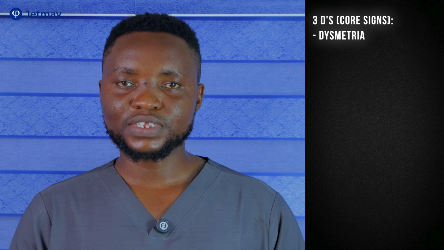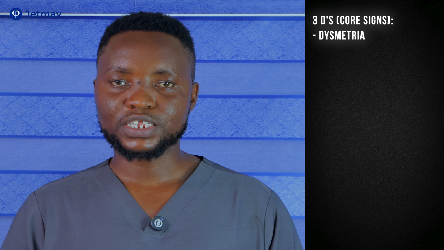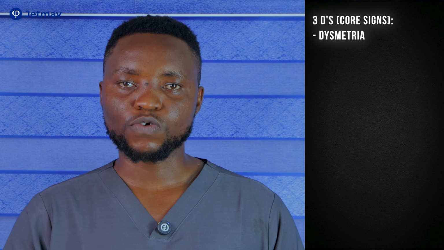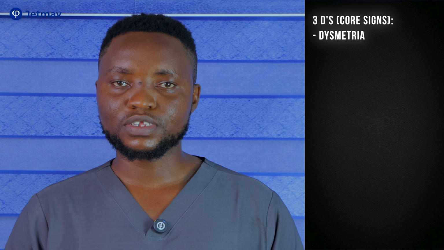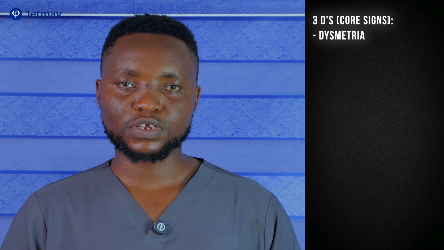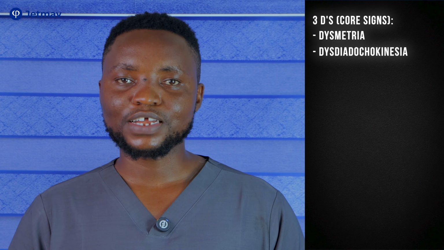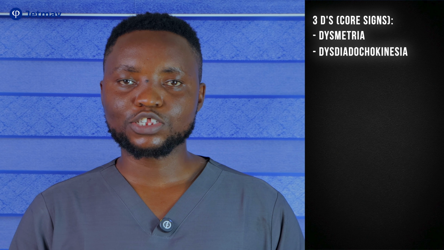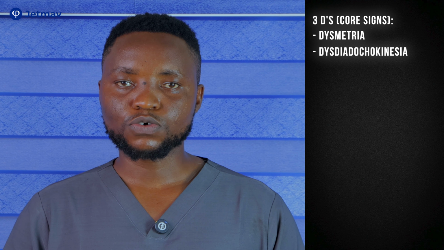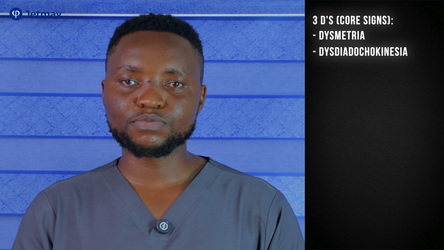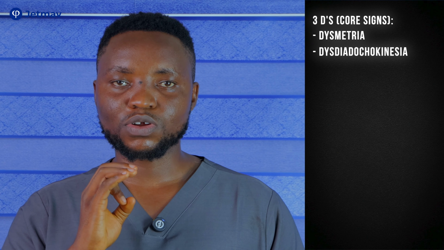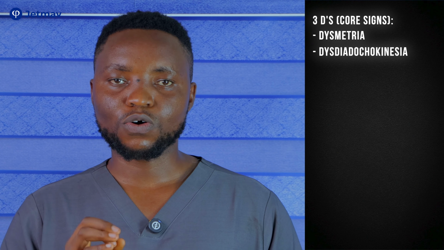The 3Ds, one of them is dysmetria, which is inaccuracy in targeting movements. So when the patient tries to target a particular thing, it tends to overshoot or undershoot. So this is dysmetria, and it's caused by a lesion to the cerebellum. Another classic sign is dysdiadochokinesia. So this is the inability to perform rapid alternating movements. When the patient tries to perform a rapid alternating movement, they may not be able to do that. So it's one of the classic cerebellar signs which occurs in cerebellar lesions.